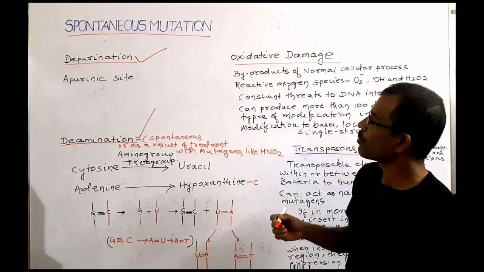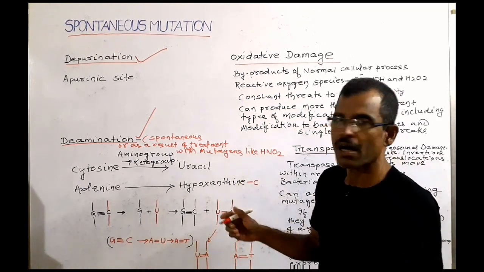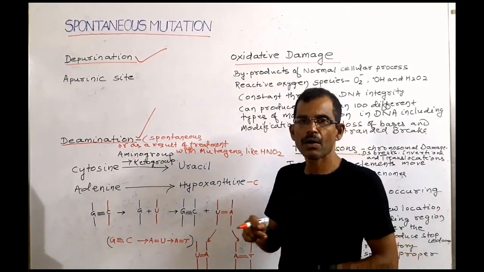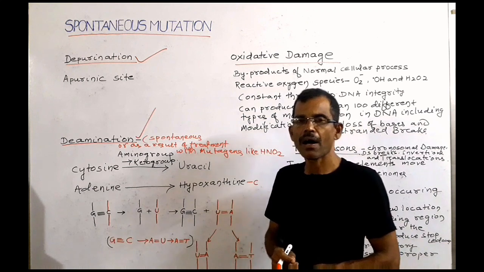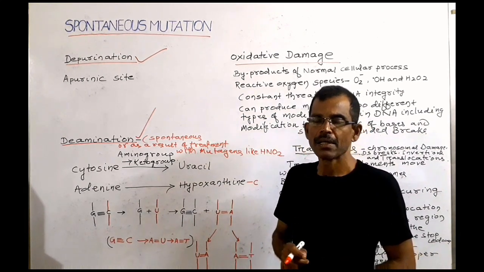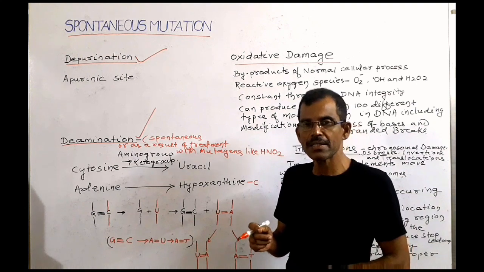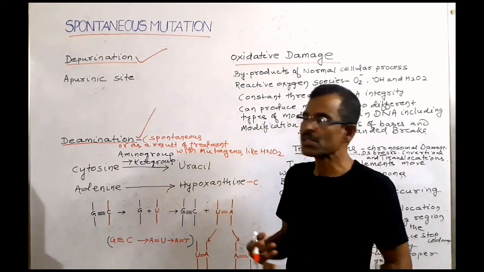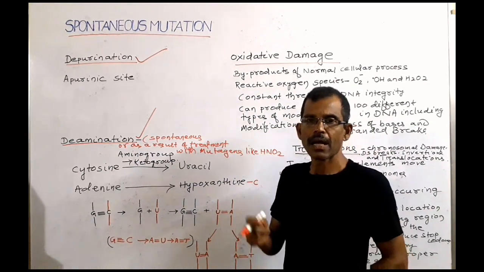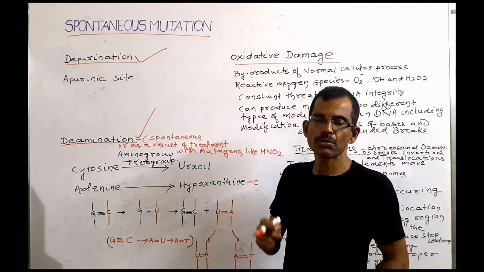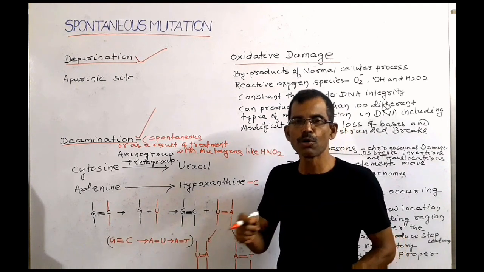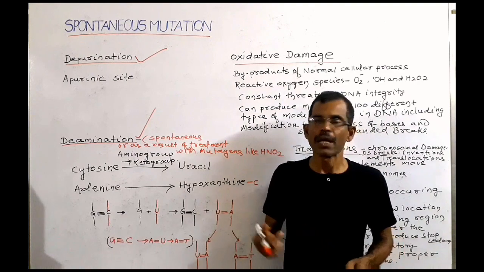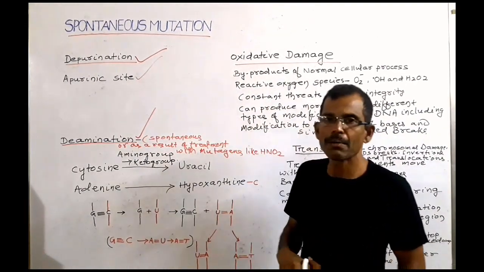Two of the most common causes of spontaneous mutation are depurination and deamination. Depurination is the loss of a nitrogenous base from an intact DNA double helix, and most frequently the base is a purine. It is either adenine or guanine. The nitrogenous base is lost when the glycosidic bond that links the nitrogenous base with the pentose sugar is broken. So the breakdown of the glycosidic bond leaves an apurinic site in the DNA double helix.